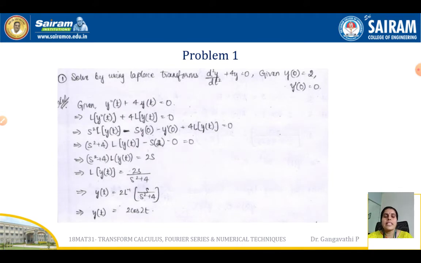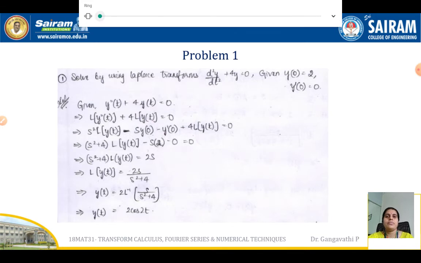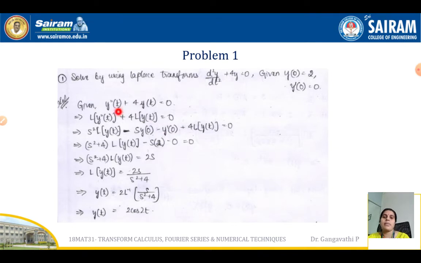So let us see how exactly it is done by using a problem. Let us see the first example. It has asked us to solve by using the Laplace transform. The equation given is d square y by dt square plus 4y is equal to 0, and the conditions given are y of 0 is equal to 2 and y dash of 0 is equal to 0. Given that, write the given equation as y double dash of t plus 4y of t is equal to 0.